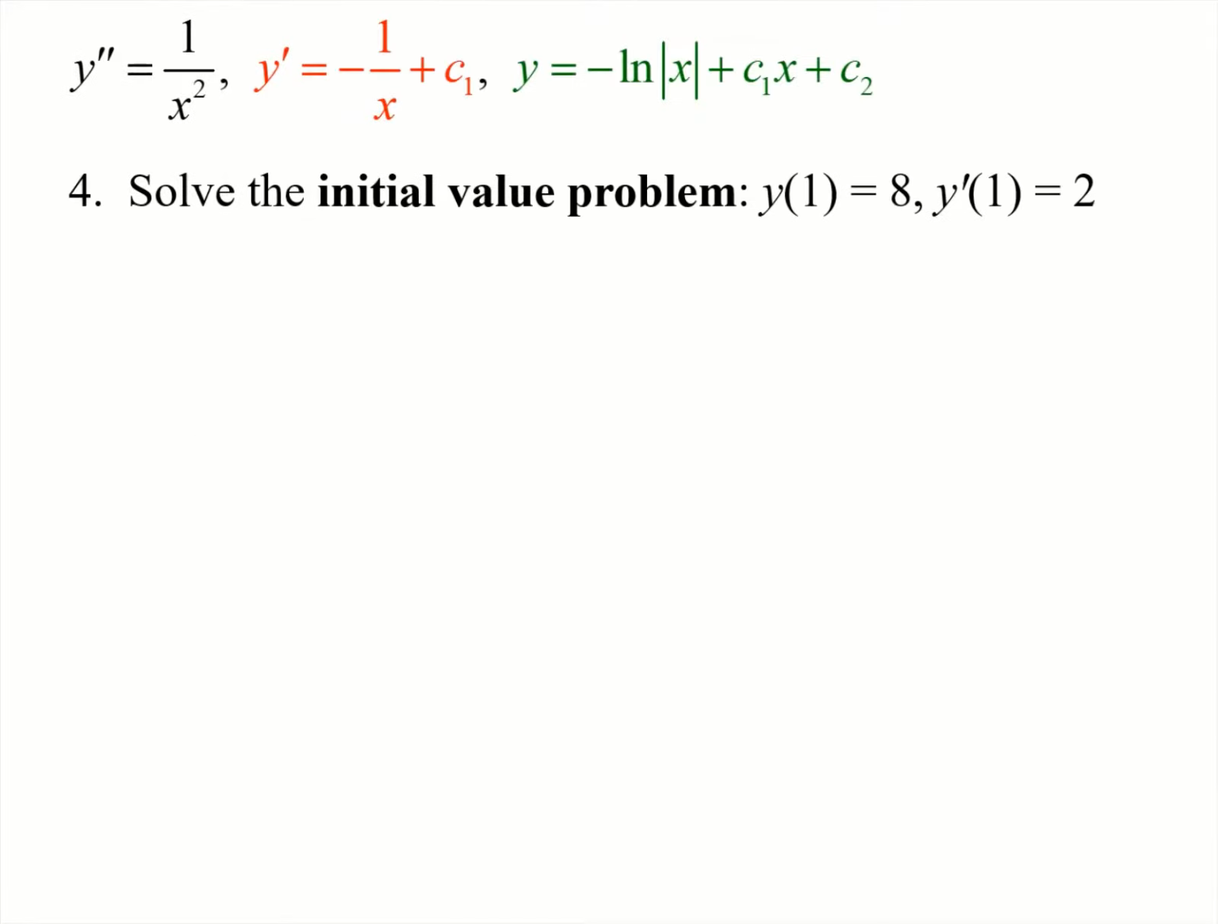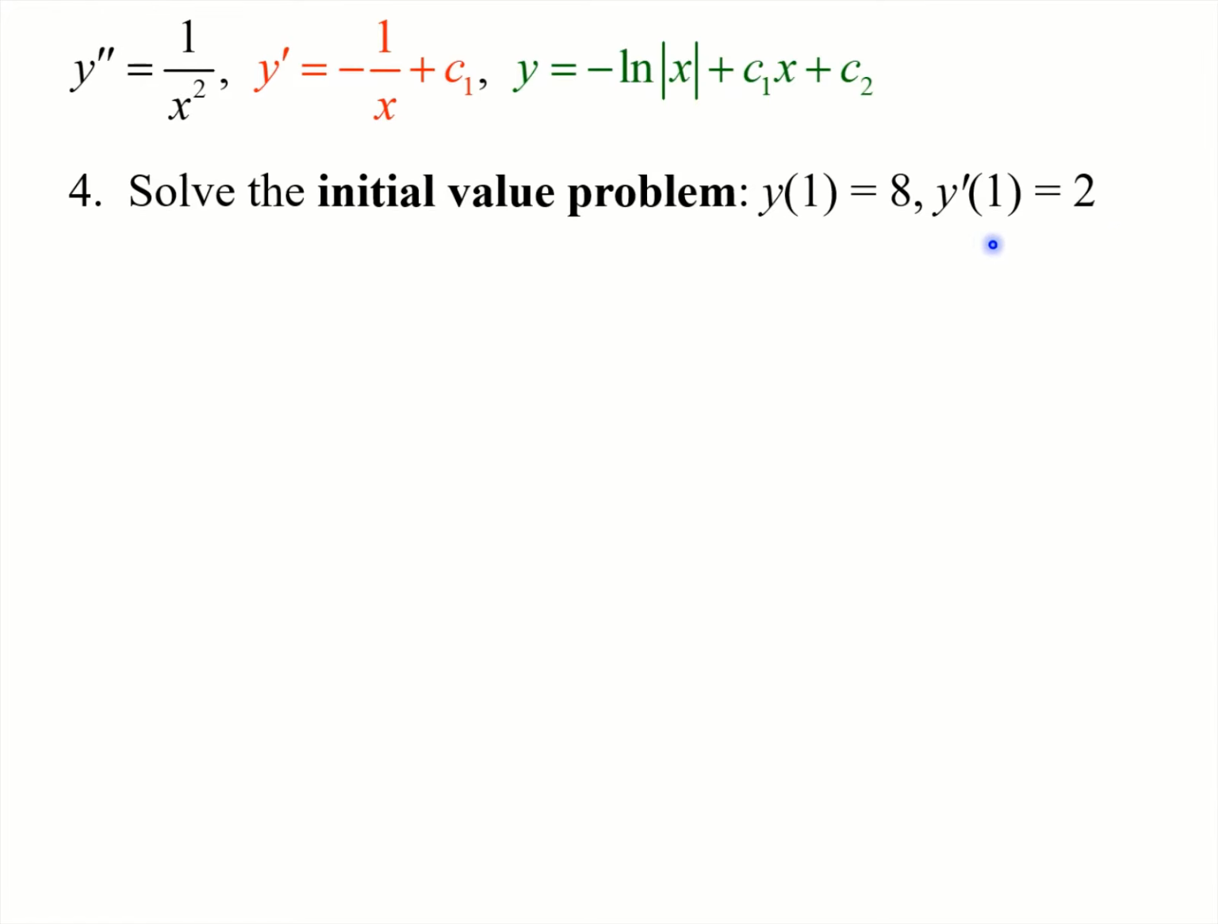y double prime is 1 over x squared, and we found y prime, and I put it in red for a good reason, and then we found y. And so there is the general solution, also explicit because it's solved for y. Now we have this: solve the initial value problem. So they give you these initial values: y of 1 is 8, y prime of 1 is 2. So let's see how we do this.